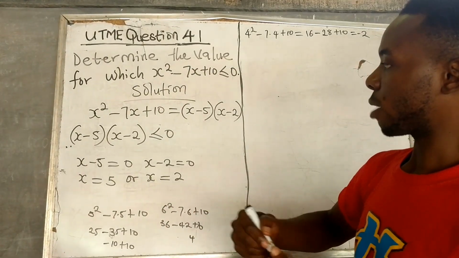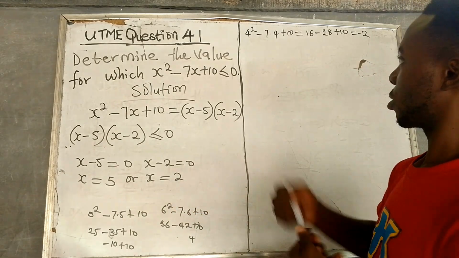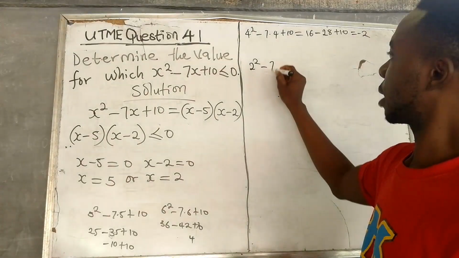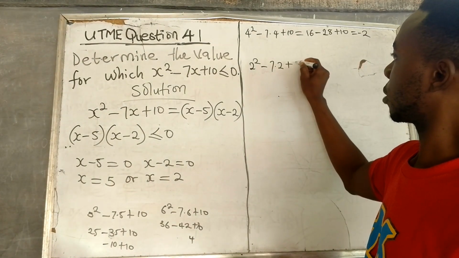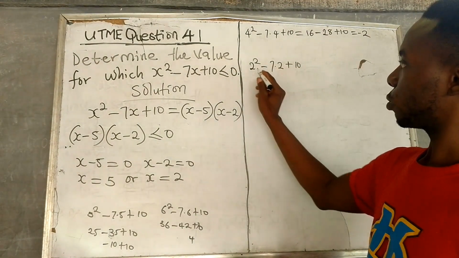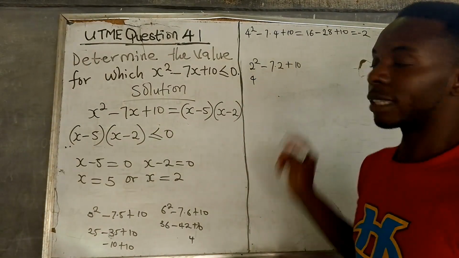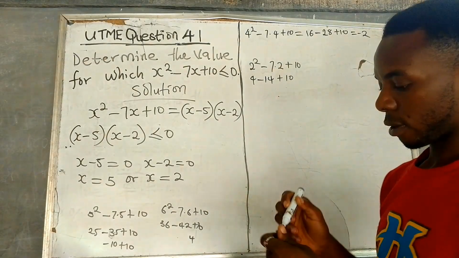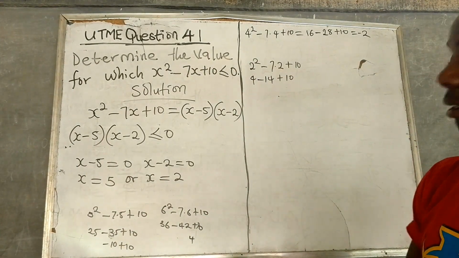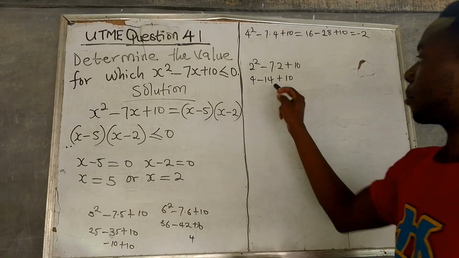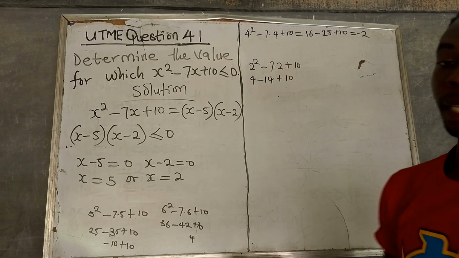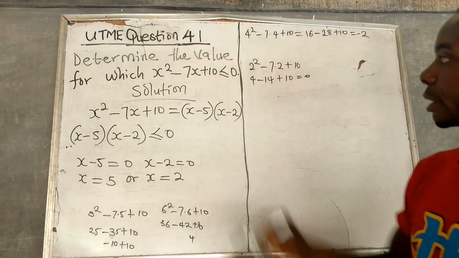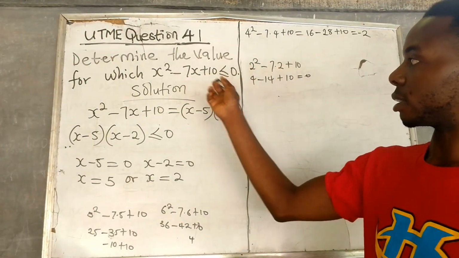Now let's try 2. We have tried 5. Now let's try 2. 2 will still give us 0. So we'll say 2 squared minus 7 multiplied by 2 plus 10. Now 2 squared is 4. 7 times 2 will give me 14, plus 10, right? Am I correct? Yes. So 4 minus 14 will give me minus 10. Minus 10 plus 10 is equal to 0. So 0 can be here. 0 is equal to 0. So this is still true.